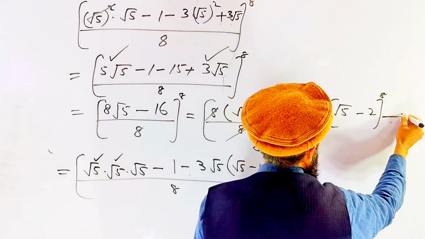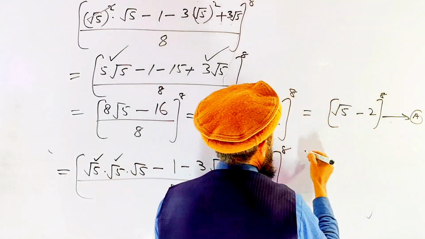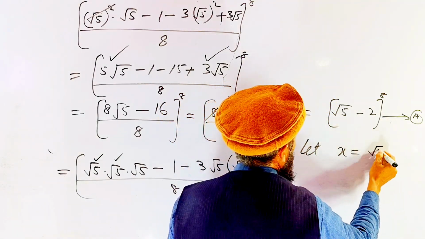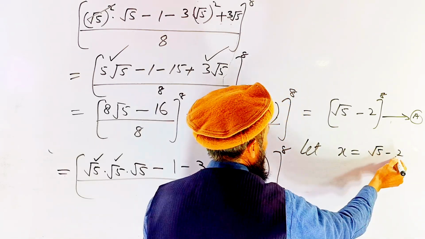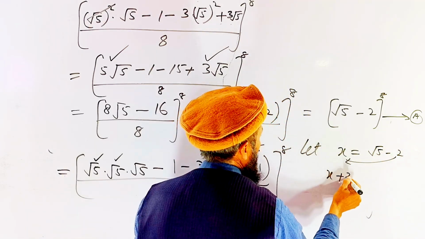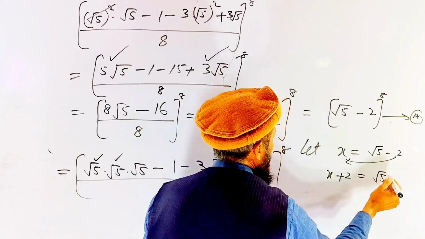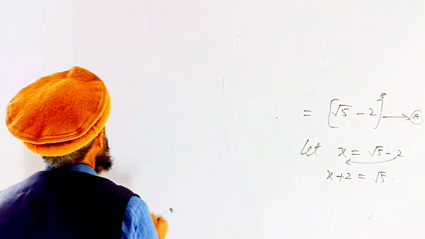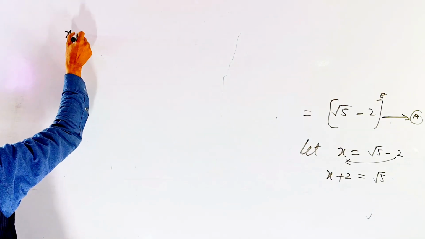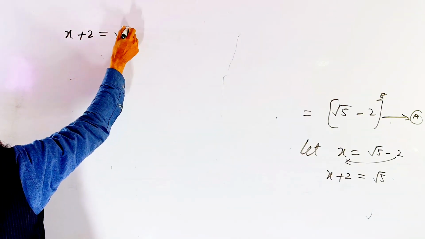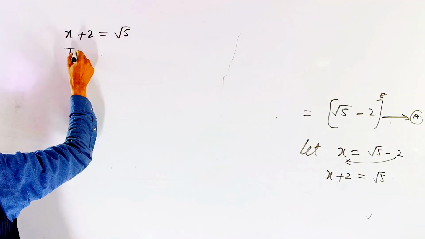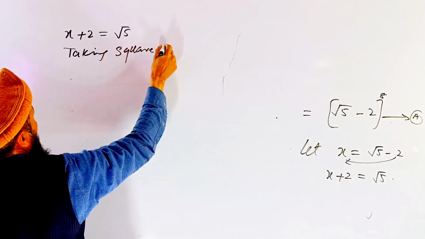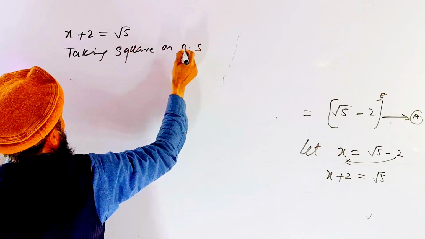So we give equation number A. Let x is equal to 5 under the root minus 2. So we change this one. So x plus 2 is equal to 5 under the root. So we are taking here x plus 2 is equal to 5 under the root, taking square on both sides of this equation.